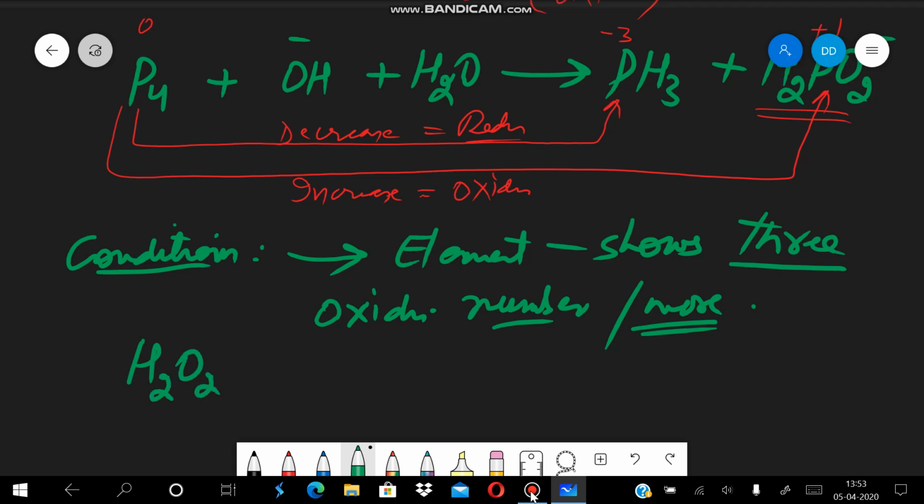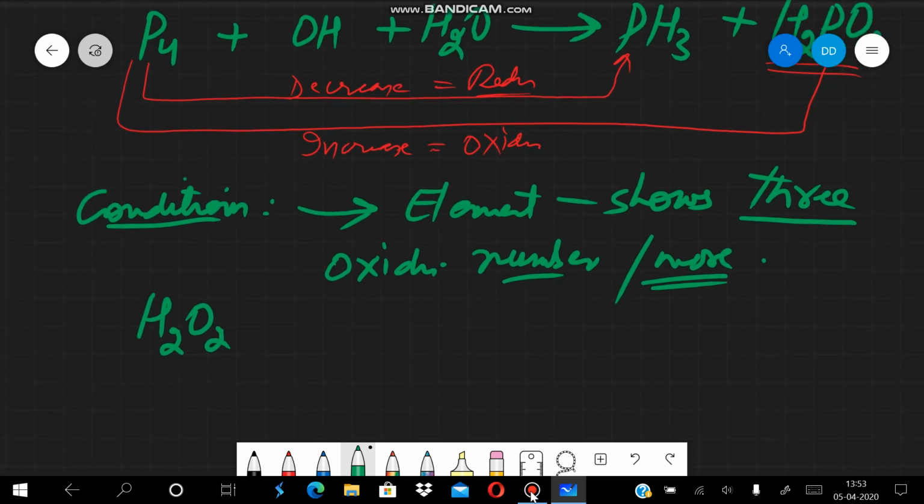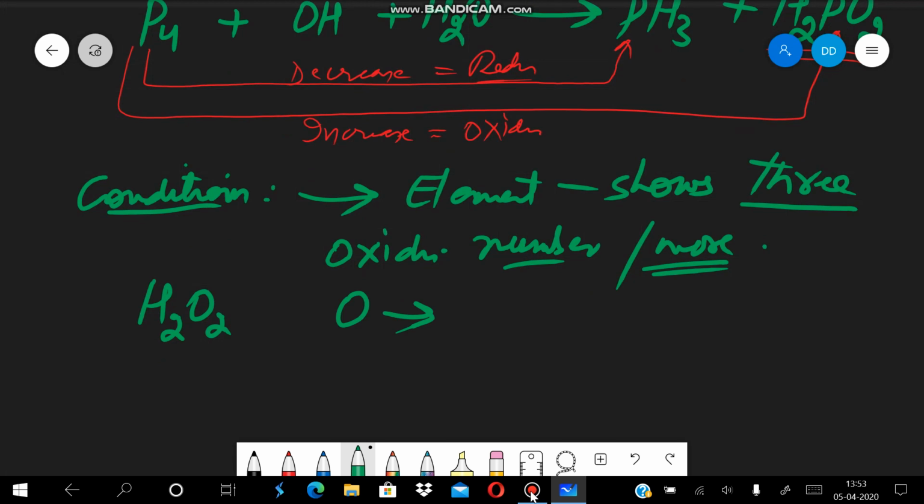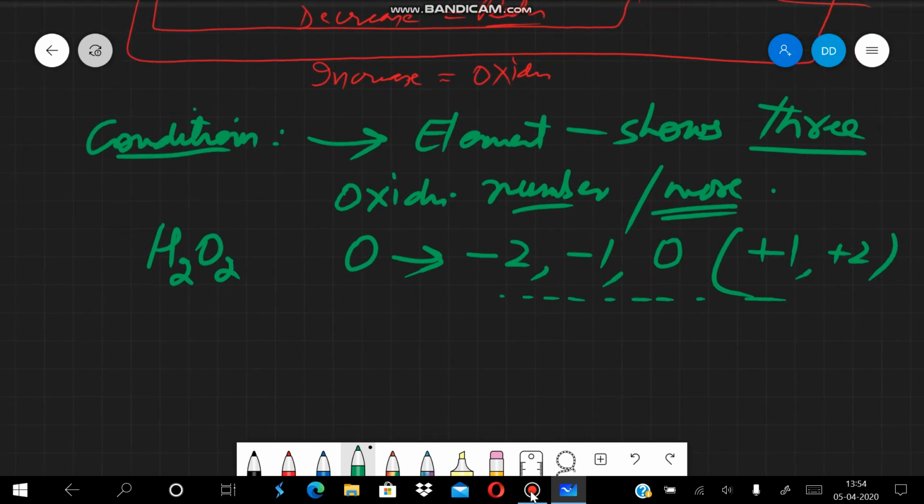For example, we saw in case of hydrogen peroxide, the disproportionation was taking place. And we also know that oxygen shows several oxidation numbers. It shows -2, which is one of the most common oxidation numbers. It shows -1 in case of peroxides, and in the elementary state, it shows oxidation number of 0. And in certain exceptional cases, it can show oxidation numbers of +1 and +2. So we can see that oxygen can show three or more than three different oxidation numbers. That is why it can undergo disproportionation.